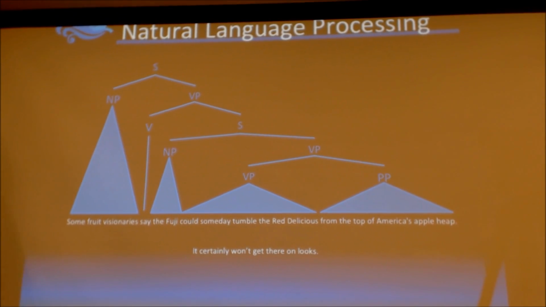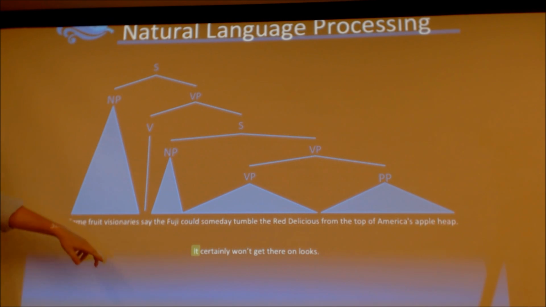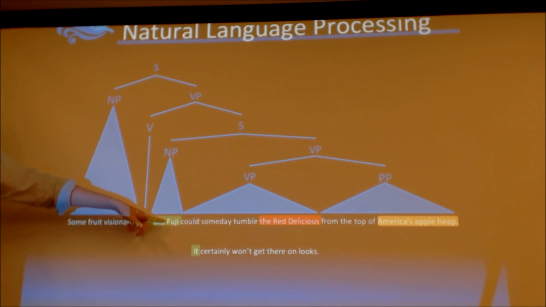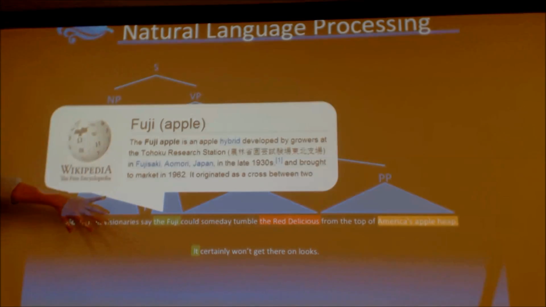We might also be interested in identifying the named entities. We might also want to handle what's called co-reference resolution, where we want to know what noun or pronoun refers to. So it certainly won't get there on looks. We want to know that it refers to the Fuji and not to Red Delicious and not to America's apple heap. This problem is called co-reference resolution.